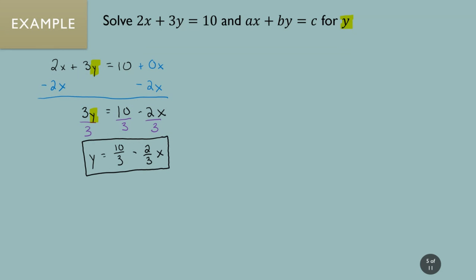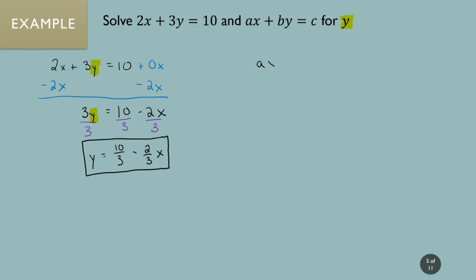So solving for a variable means you have that variable by itself. We follow the same sort of steps as if we were solving with just regular numbers. It's just that we have extra variables in there, and that's completely fine. We still did what we were told to do, which was solve for y.